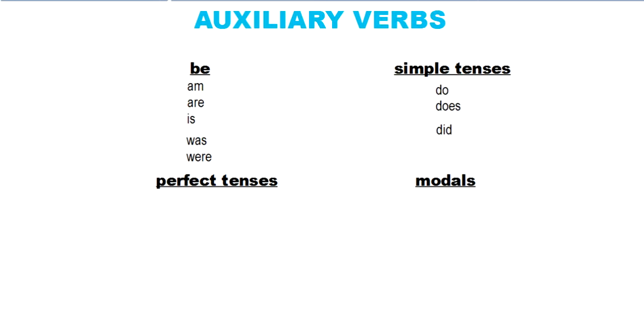Simple tenses, I'm referring to the present simple and the past simple only, and those use the auxiliaries do and does and did. When I mention perfect tenses, I'm talking about the present perfect, simple and continuous, and the past perfect, simple and continuous, not the future perfect.